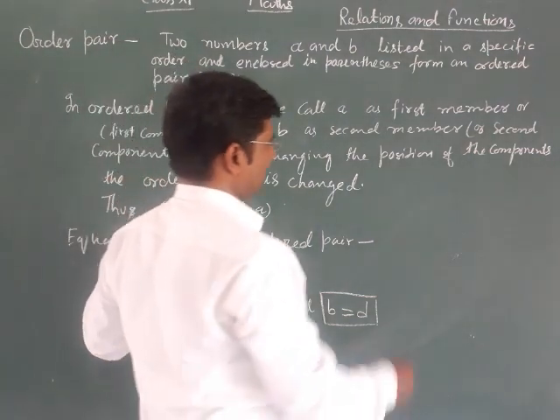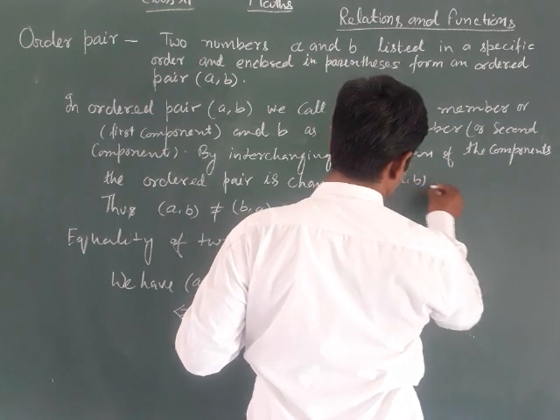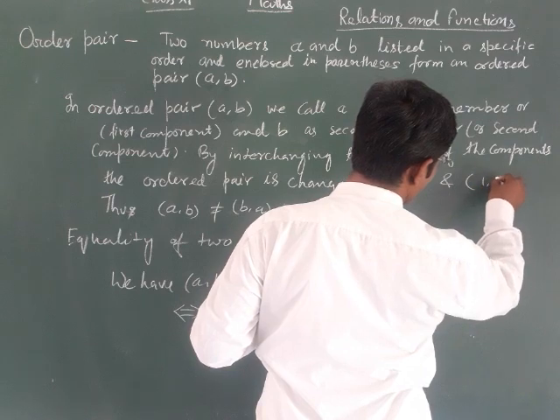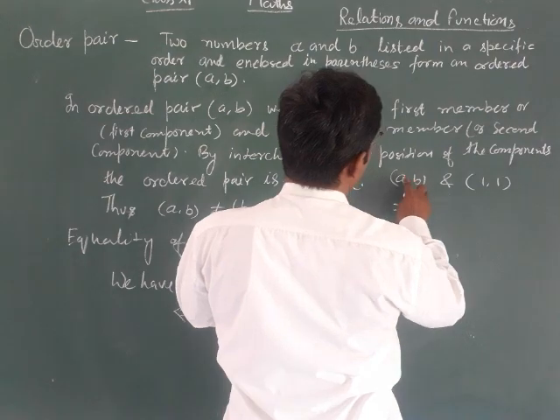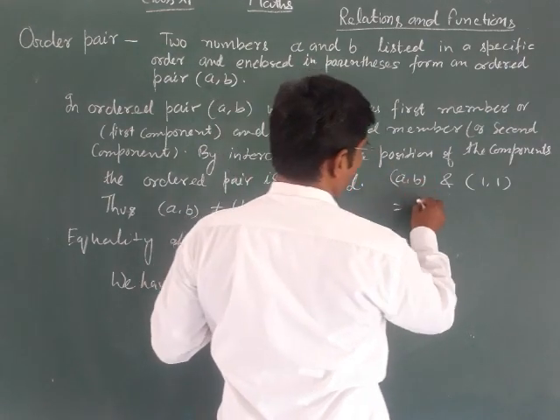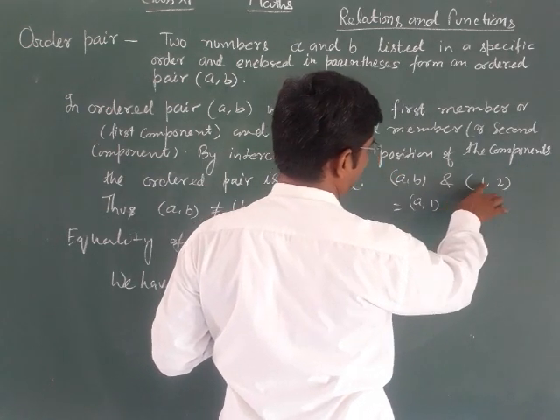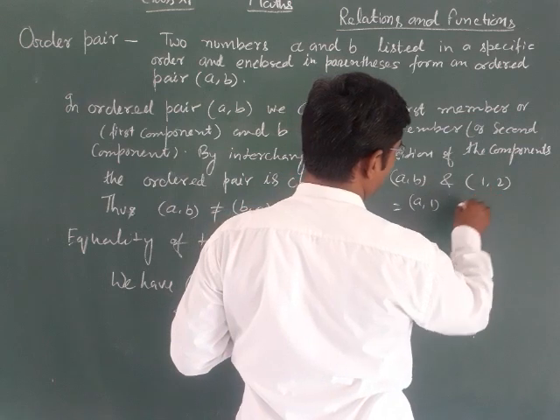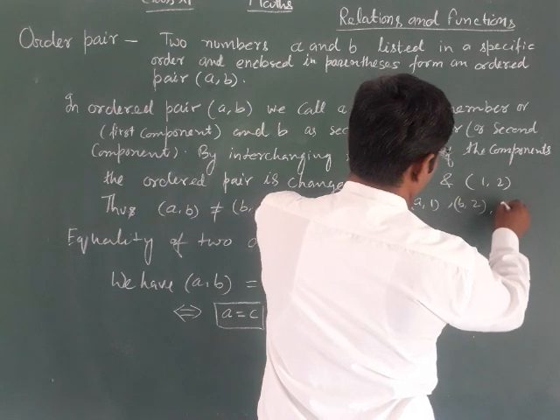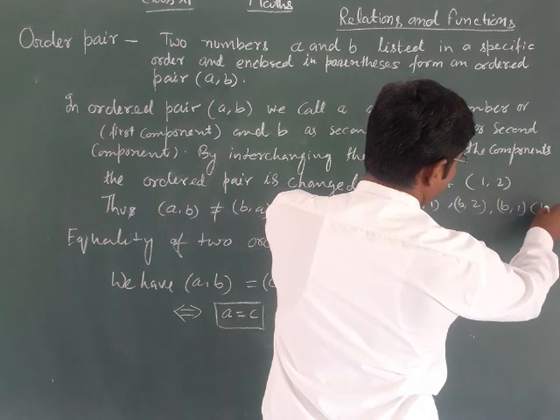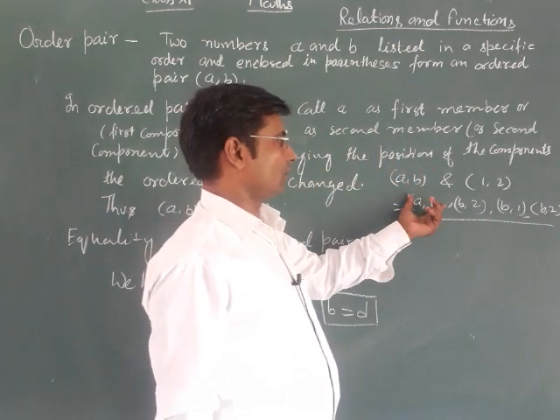Ordered pairs: if the elements form a set, say A and B, and another set with elements 1 and 2, then this set is (A, 1), (A, 2), (B, 1) and (B, 2). This is known as ordered pairs.